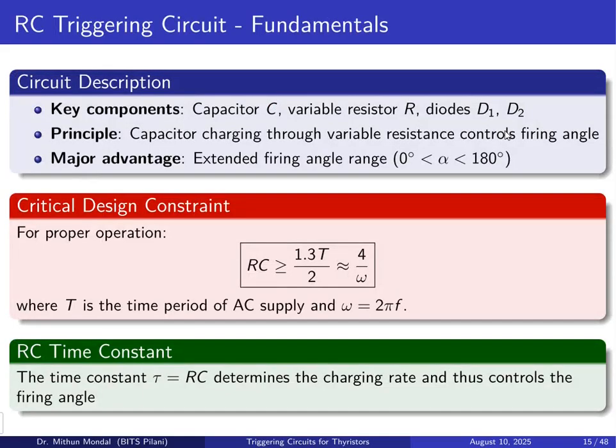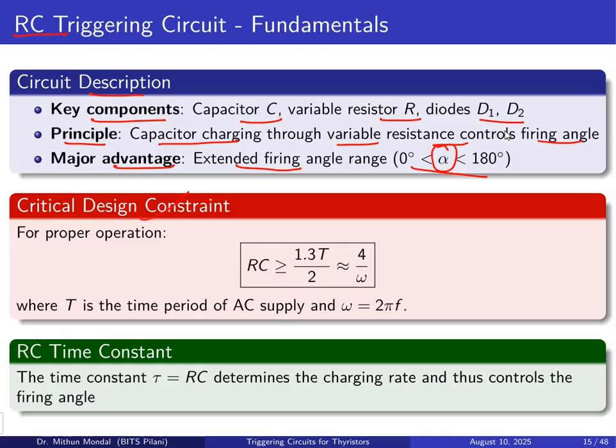The next triggering method that we are going to see is the RC triggering circuit. What is the circuit description? The key components are basically the capacitor, the resistor and diodes D1 and D2. So here we can see more elements are required as compared to the resistance triggering. The principle involves that the capacitor will be charging through the variable resistance and it will control the firing angle. One of the major advantages is the extended firing angle range from 0 to 180 degrees. So alpha, which was earlier from 0 to 90 for the R triggering, has now come to 0 to 180 degrees for the RC triggering circuit.